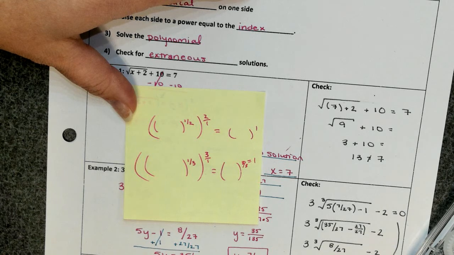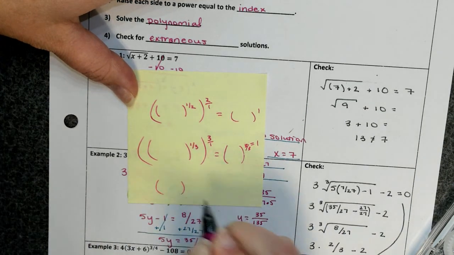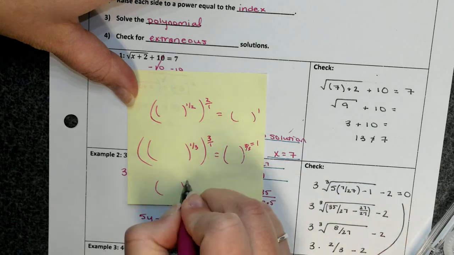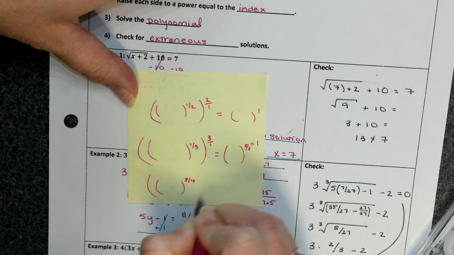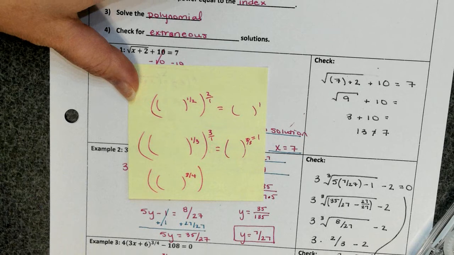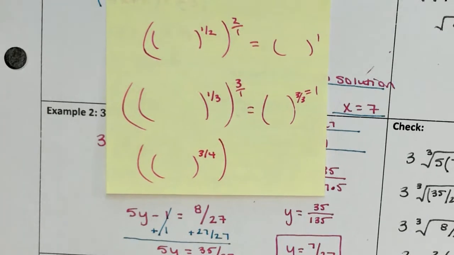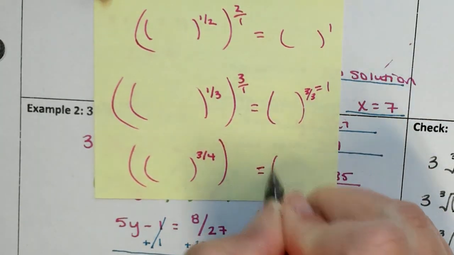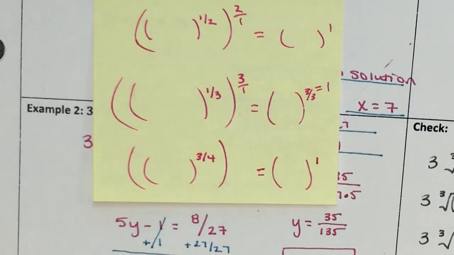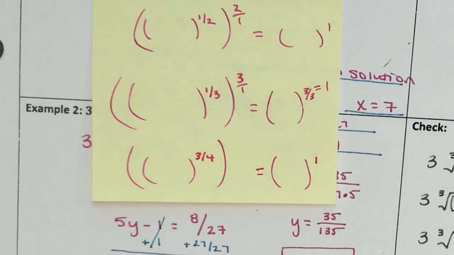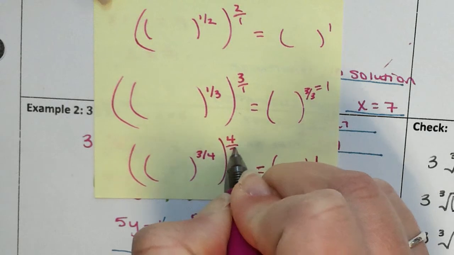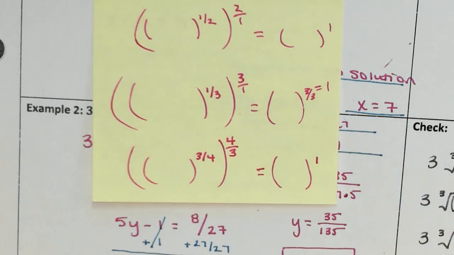Are you with me? If I have something to the power of 3/4, because that's what I'm dealing with now, what could I take it to the power of to get to the power of 1? 4 over 3. Very good. How did you come up with 4 over 3? You flip it. It's the reciprocal.